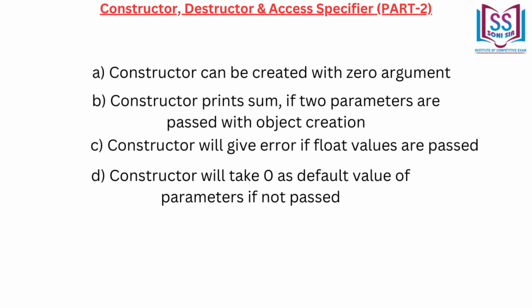Which option is false for the following code? A. Constructor can be created with zero argument. B. Constructor prints sum if two parameters are passed with object creation. C. Constructor will give error if float values are passed. D. Constructor will take 0 as default value of parameters if not passed. Correct answer D.